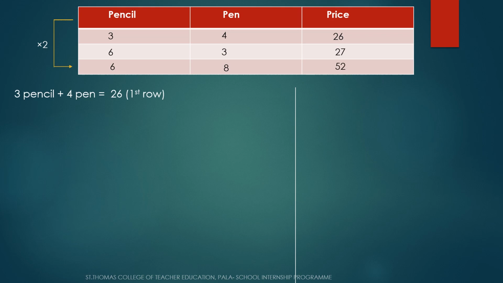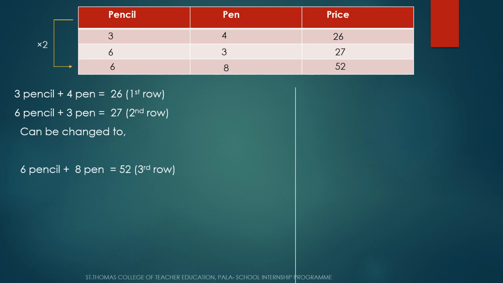3 pencil plus 4 pen equal to 26 from the first row, isn't it? 6 pencil plus 3 pen equal to 27 from the second row, isn't it? And what we have to do? We have to change this to what?